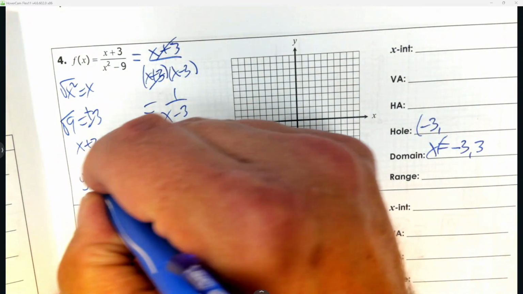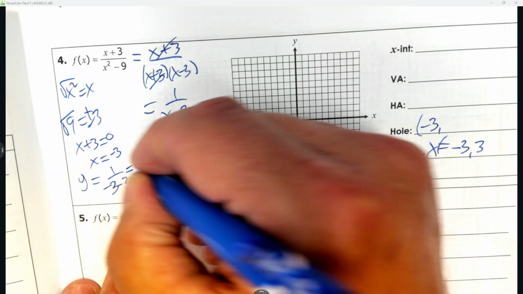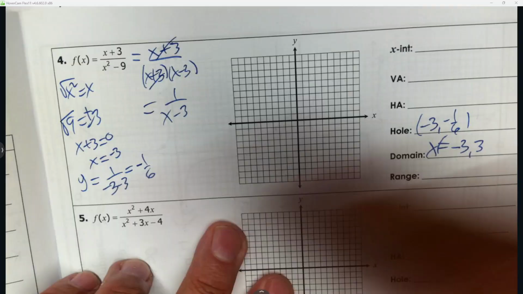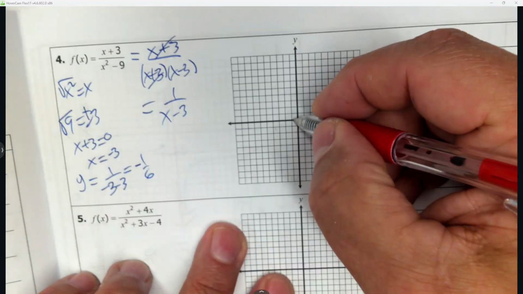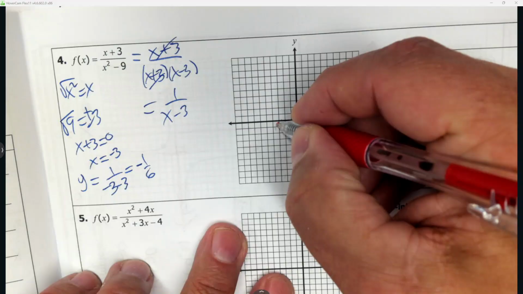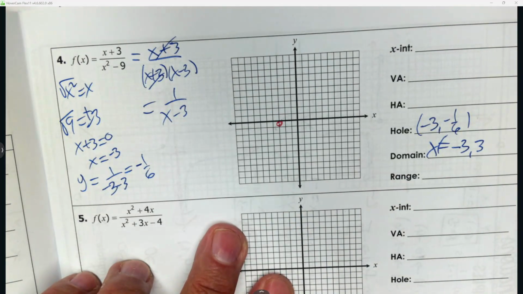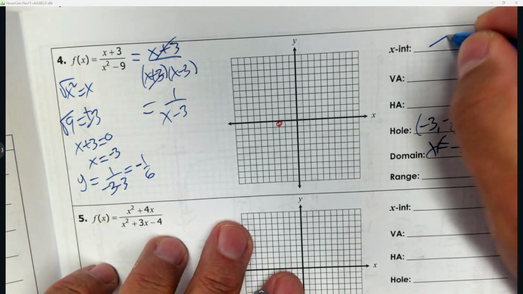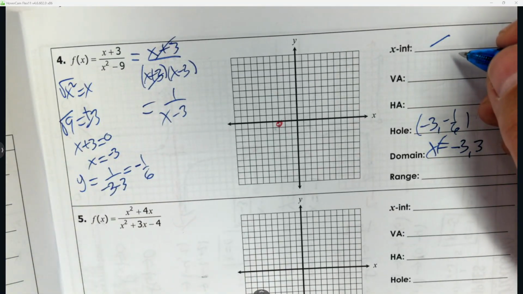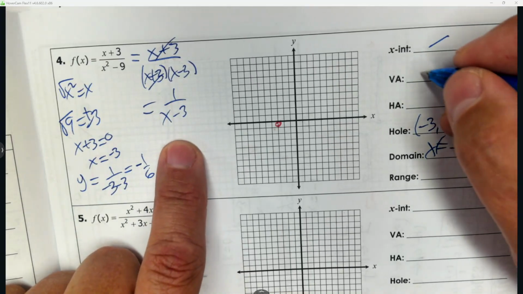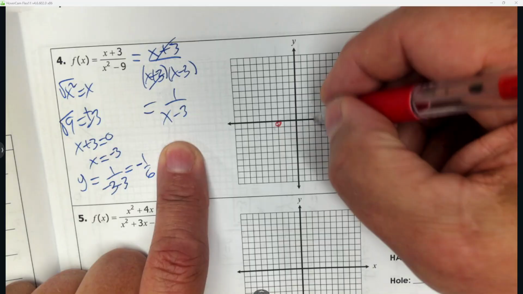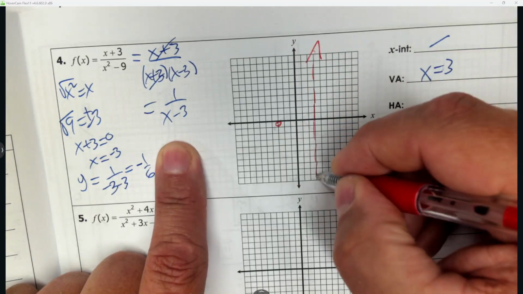Then to find the y value, you take negative 3 and you plug it back in. I get a small fraction. It's negative 1 over 6. So if we put that on our graph, we'd go to negative 3 and negative 1/6. Just below there we have a hole. If I look at the numerator, I have no x-intercept. Nothing makes that 0. The denominator, I have a vertical asymptote at positive 3. So I'm going to go to positive 3 and draw the vertical asymptote.